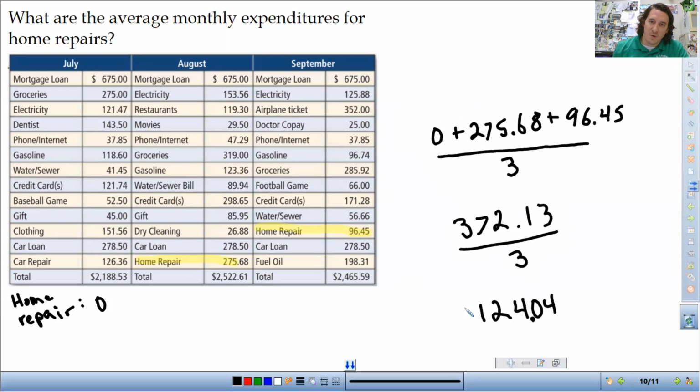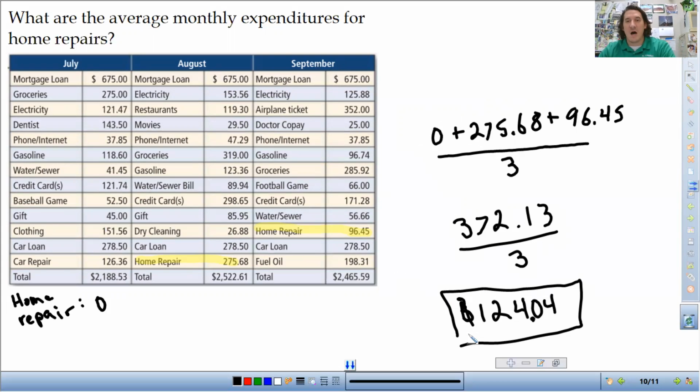So $124.04 per month on home repairs, and that is figuring in the $0 spent for July.